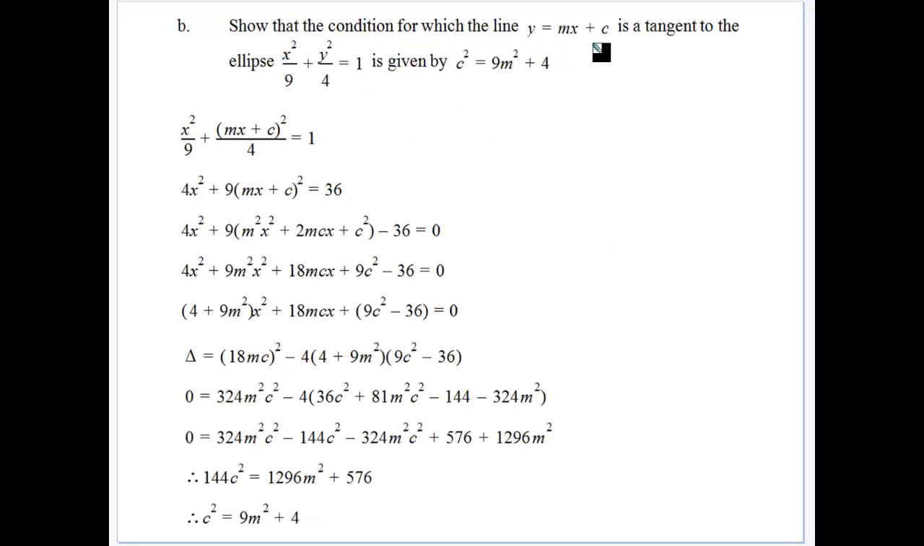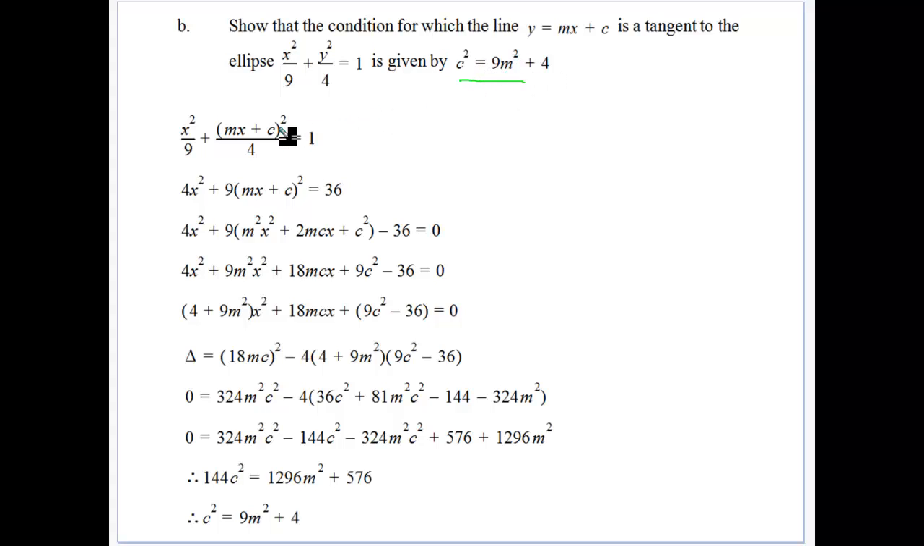Then we want to do the second part, which is a little bit harder. If that was an exam question, we'd have a nice bit to start off with, then a bit of manipulation. So what we're looking at here is that we want a condition for the line y equals mx plus c to be tangent to that ellipse. And that's what we need: if that's going to be a tangent, c squared must equal 9m squared plus 4.